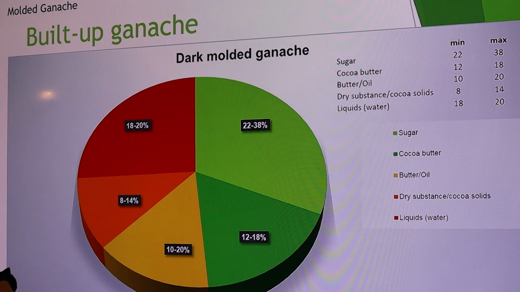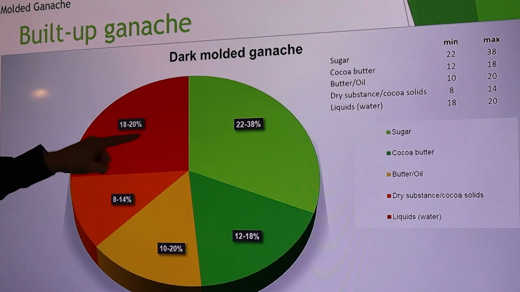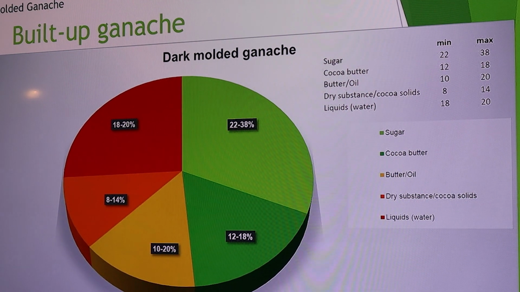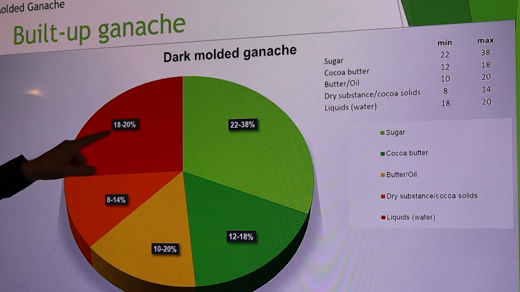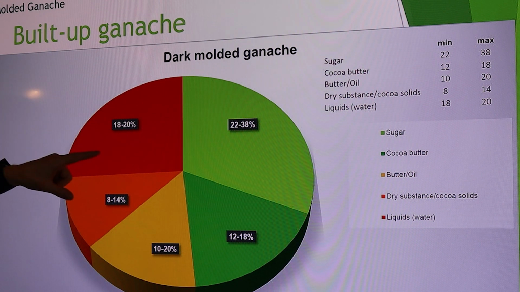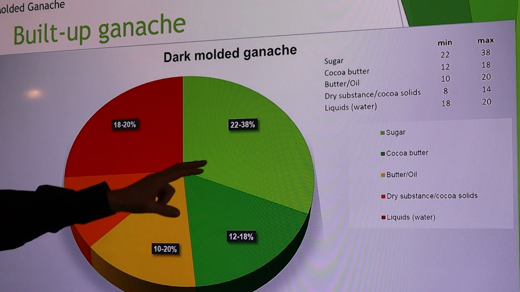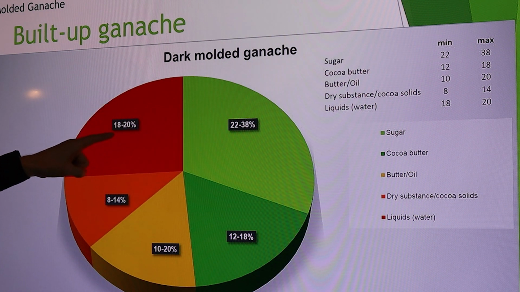Here, for example, the red one is all the liquids. That is all the free water I have in the recipe. And to calculate it the right way, I consider a maximum of 20% of water in my recipe. Not that I have 20% non-bound water in my recipe, because I use all the sugars here. I use these sugars to bind the free water.